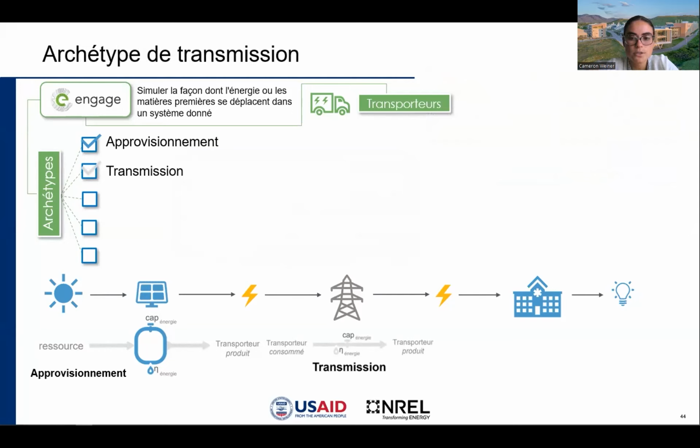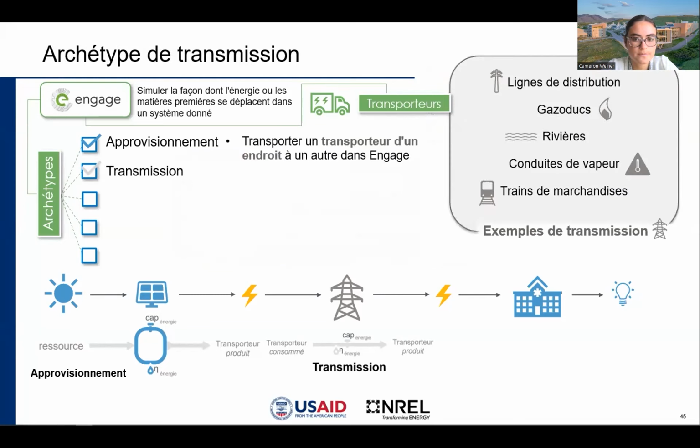So now that we have our solar system modeled in Engage, we're ready to go ahead and create a transmission technology. A transmission archetype is a technology that can carry a carrier from one location to another within Engage. And these technologies can be helpful when we're modeling systems like electric transmission lines, natural gas pipelines, rivers, steam pipes, distribution lines, freight trains, etc. Moving carriers from one location to another.